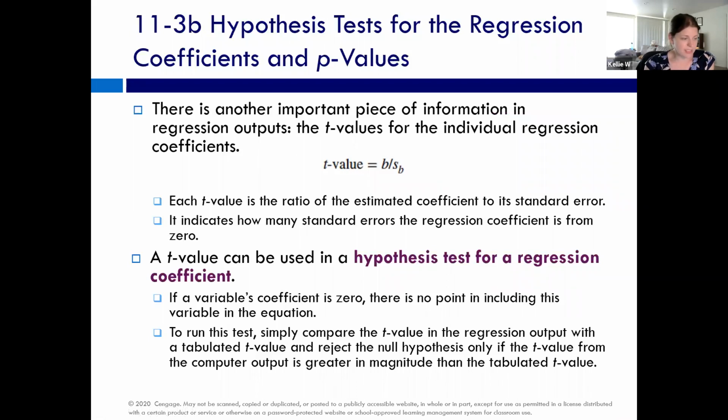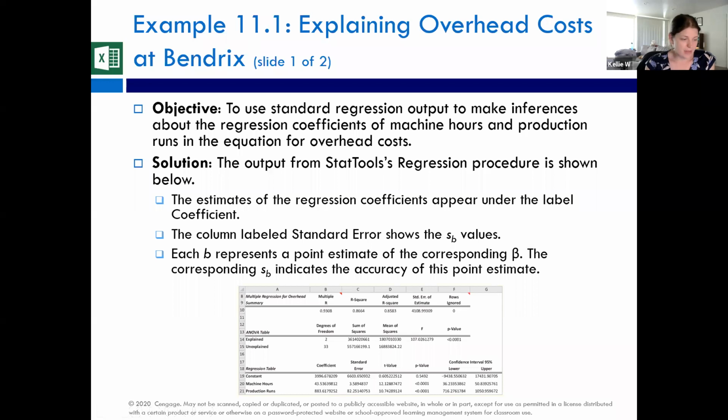Okay, so we talked about the p-values. That's telling us the likelihood that our null hypothesis is true, which is that this coefficient is 0. And we're trying to reject that. We're trying to say, no, it's not 0. This variable is significant to the regression equation. And so that's what we look at the p-value for.